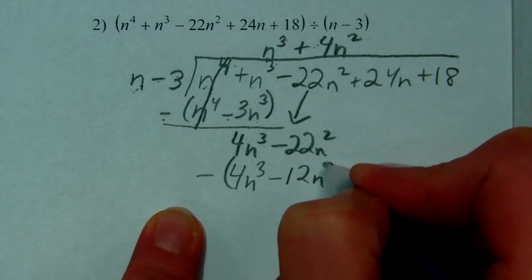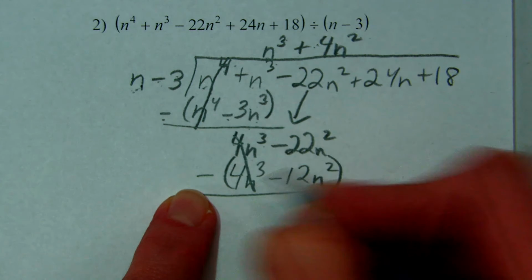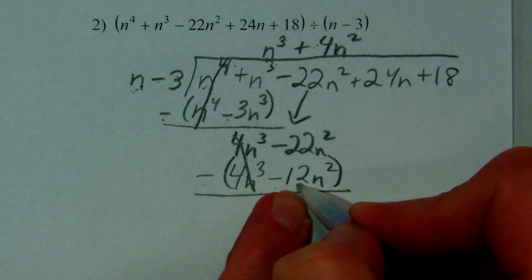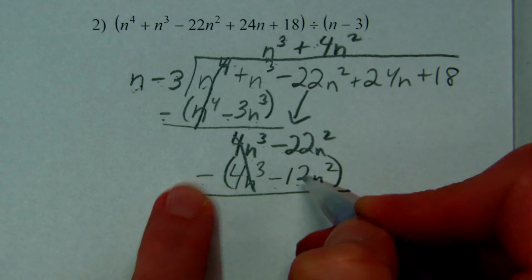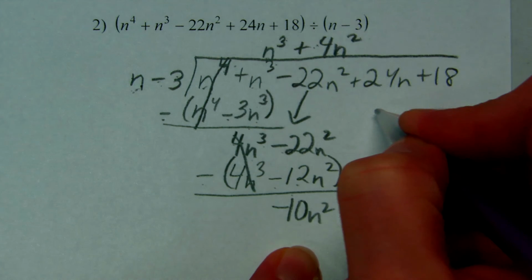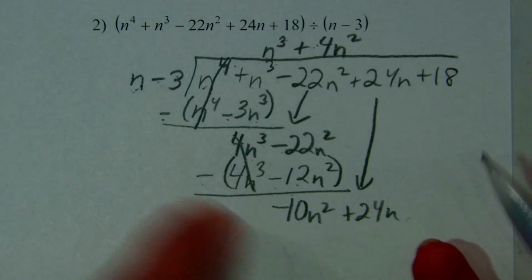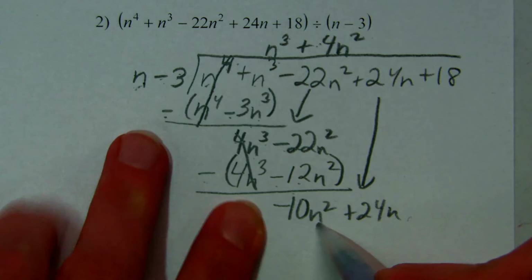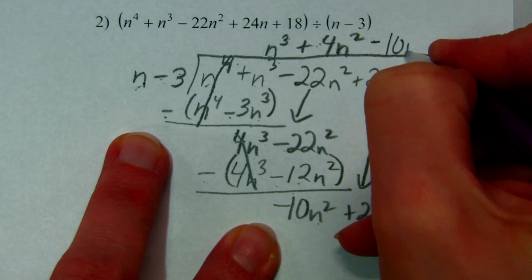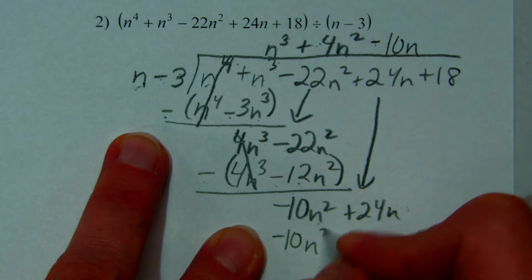And remember that I'm subtracting all of that. So 4n cubed minus 4n cubed cancels. Down here I will have minus negative 12, which makes it plus. So negative 22 plus 12 is negative 10n squared. We bring down the 24n. So n goes into negative 10n squared negative 10n times, and negative 10n times n is negative 10n squared.